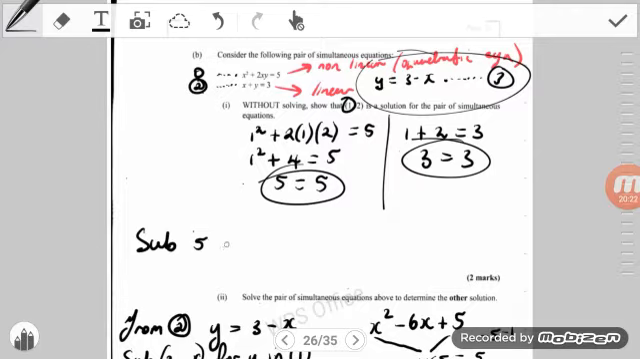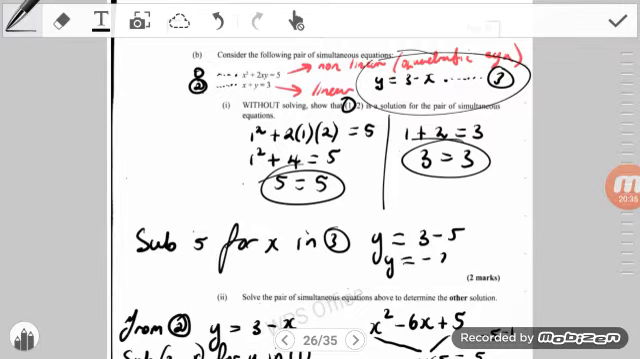We're now going to sub 5 for x in equation 3. And that simply will give us that y is equal to 3 minus 5. So y is equal to negative 2. So that wraps it up. When x is equal to 1, y is equal to 2. And when x is equal to 5, y is equal to minus 2. And that's the solution to that equation.